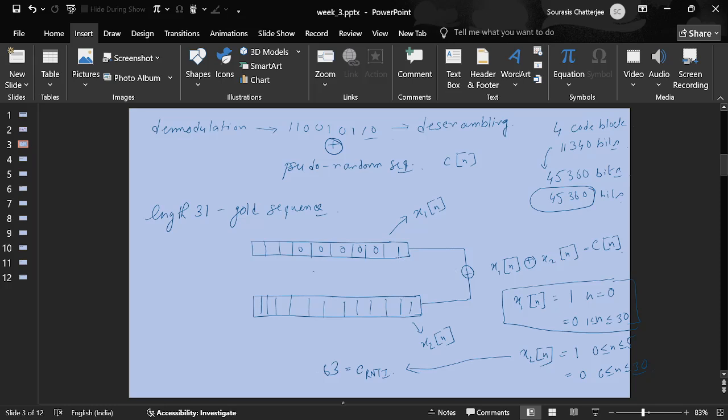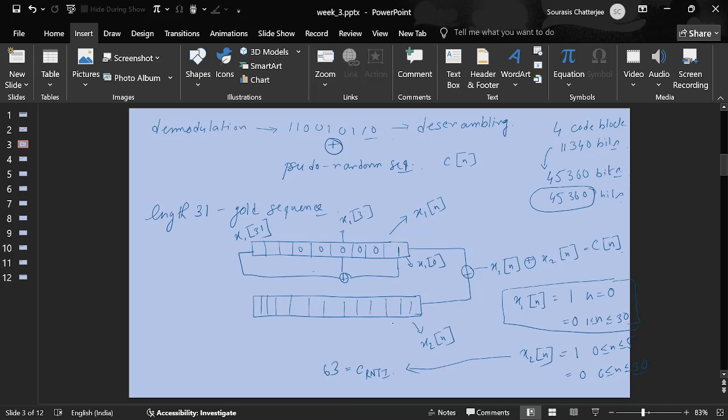So basically you pick x1 of 0 and x1 of 3, perform the XOR operation and feed it back. This one here is x1 of 3, this one here is x1 of 0. You are XORing them and feeding the result into x1 of 31. Once you take the output, the entire bit sequence shifts rightwards, and you will have a new entry here.